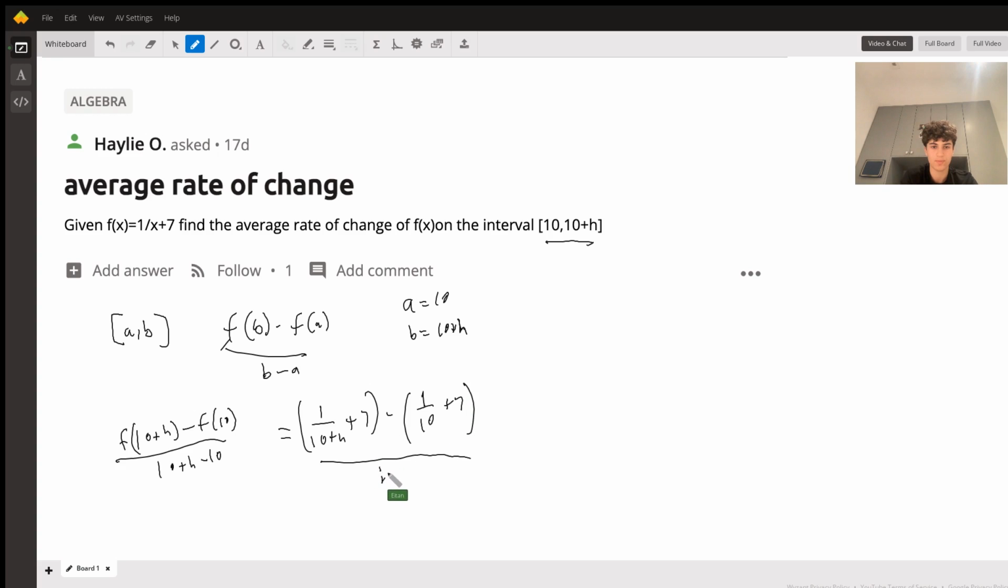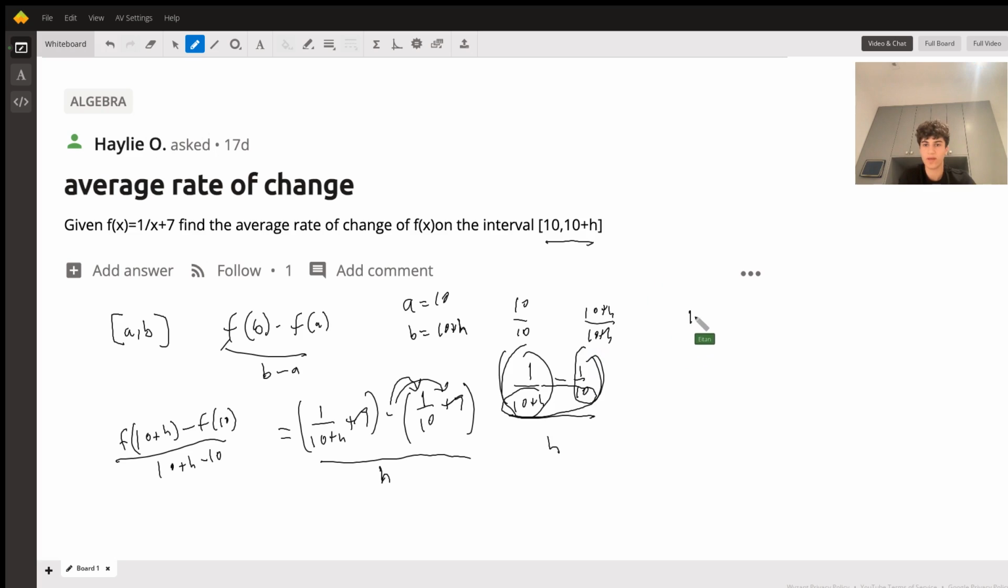over h. Okay. And so with some simplifying, we can see that this negative will distribute to both these terms, and these 7s will cancel. So we have 1 over 10 plus h minus 1 over 10 all over h. And what we're going to do is get common denominators here. So that'll make it easier to simplify everything. And so what we're going to do is multiply this fraction right here by 10 over 10, and this fraction right here by 10 plus h over 10 plus h. And that will give us our common denominators.